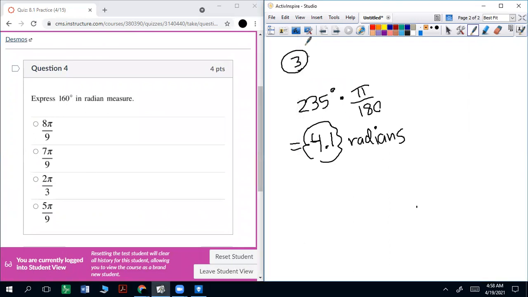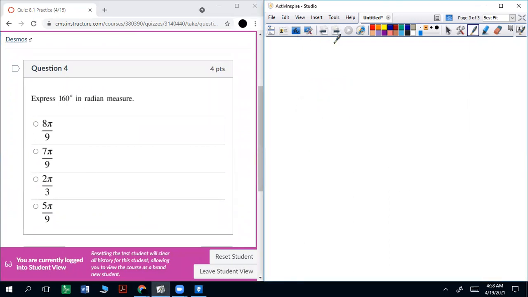Question 4. This one's more like question 2. It says in terms of pi, so 160 degrees times pi over 180. And we just do 160 over 180 pi. Reduce that.